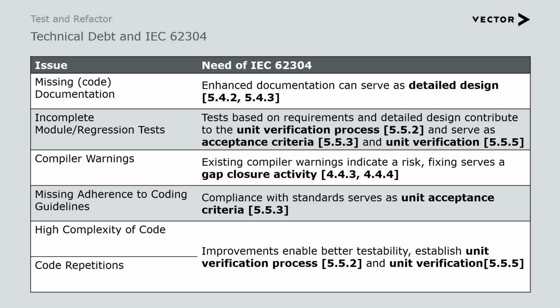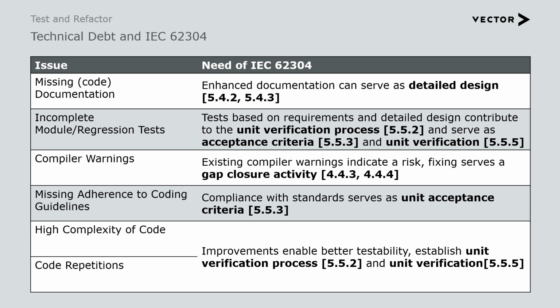Incomplete module and regression tests: tests based on requirements and detailed design contribute to the unit verification process and serve as acceptance criteria and unit verification. Compiler warnings: when we deal with code, existing compiler warnings indicate a risk, and fixing these compiler warnings serves as a gap closure activity. Missing adherence to coding guidelines: compliance with standards serves as unit acceptance criteria. And high complexity of code and code repetitions: improvements enable better testability, and to establish the unit verification process and unit verification itself.